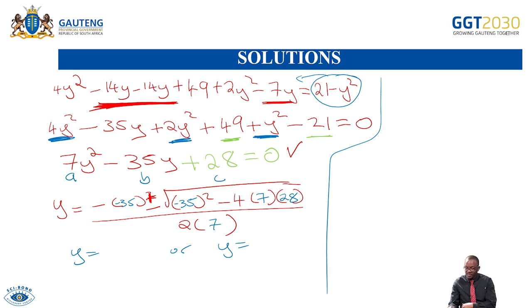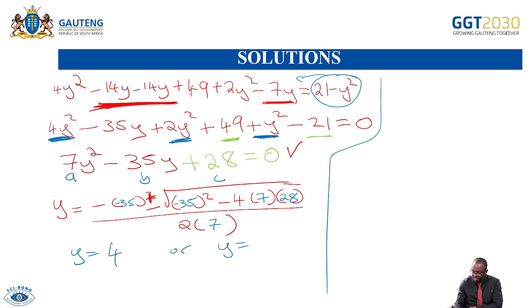Now you will punch it in your calculator and you get the y values. So you have negative 35, correct? We punch it nicely in your quadratic formula, negative 35 squared. Then you will have minus 4 into 7, because that is the value of a. Then you also have 28. Then you will have 2 into 7. So the first one is going to be 4.